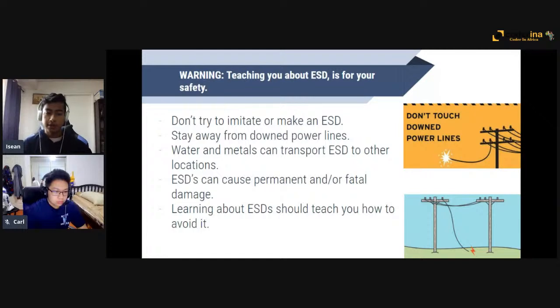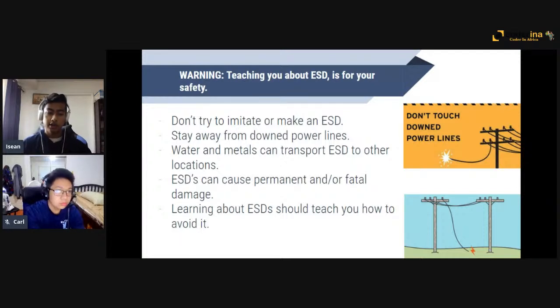Here's some safety tips about ESDs. Do not try to imitate or make an ESD. Stay away from downed power lines. These are the most common and powerful forms of ESDs that anyone can experience. Remember, electricity can jump through air or an object near you into your body. So always contact the police or don't go near the downed power line.